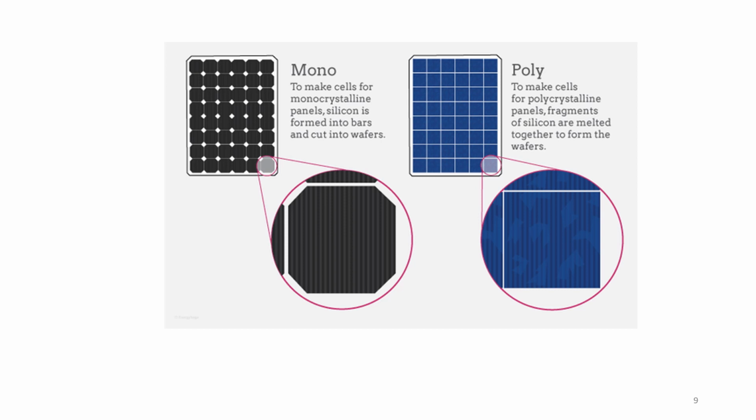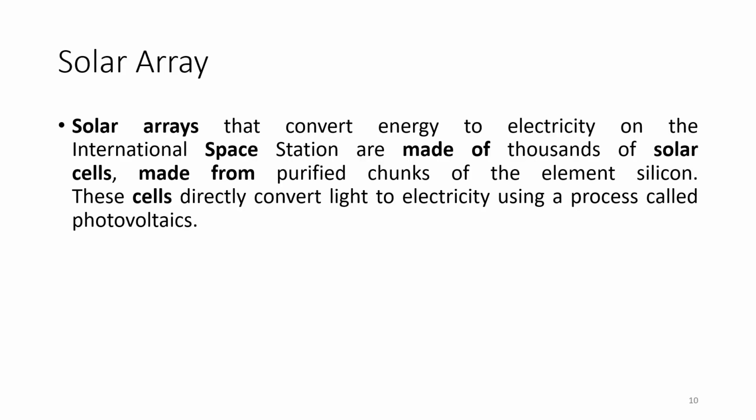For poly, you make cells for polycrystalline panels using fragments of silicon that are melted together to form the wafers. The next one is solar arrays. Solar arrays convert energy to electricity; on the International Space Station they are made of thousands of solar cells, made from purified chunks of silicon. These cells directly convert light to electricity using a process called photovoltaics.